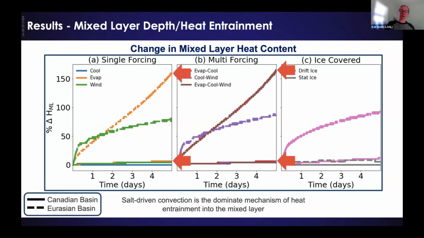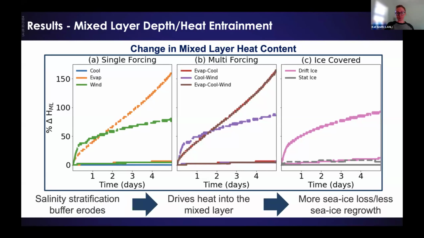And then lastly, the salt-driven convection is the dominant mechanism of heat entrainment into the mixed layer. You'll see here in the leftmost panel, the orange lines, both the dashed and the solid, are sitting above their respective basin counterparts. And then also the brown and red lines in the middle panel, those that have the evaporation in them. So the salt-driven convection is really the dominant mechanism for heat entrainment, at least in these cases.